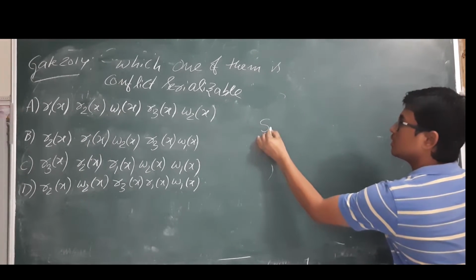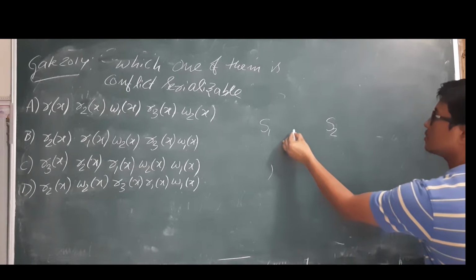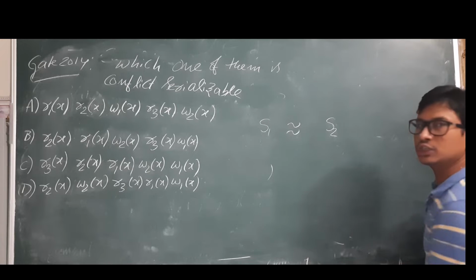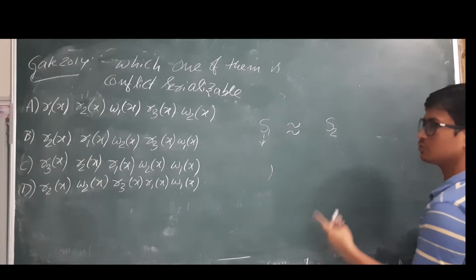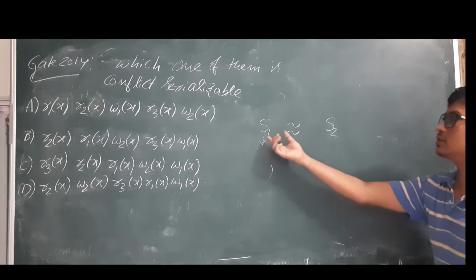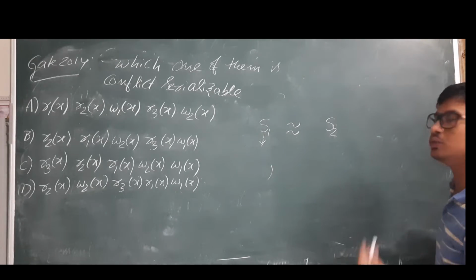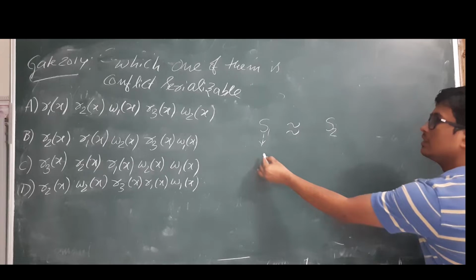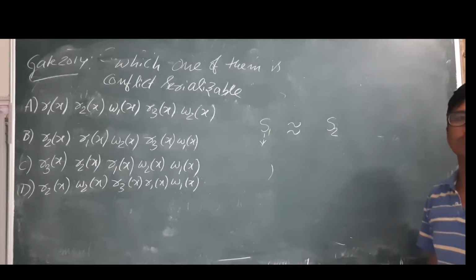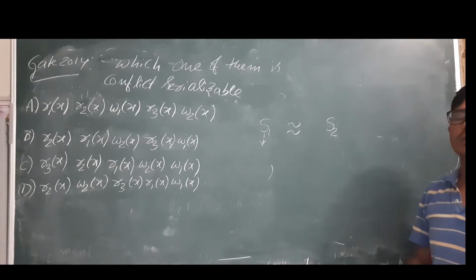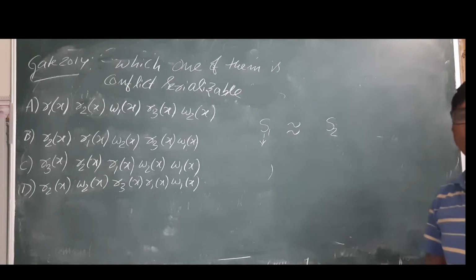What did we say about two schedules being conflict equivalent? Let's take a schedule S1 and a schedule S2. We have two conditions to say that schedule S1 is conflict equivalent to schedule S2. What is the first condition? The number of conflict operations in schedule S1 and schedule S2 should be the same. And the second one, the order of the conflict operations also should be the same. So that is conflict equivalence.